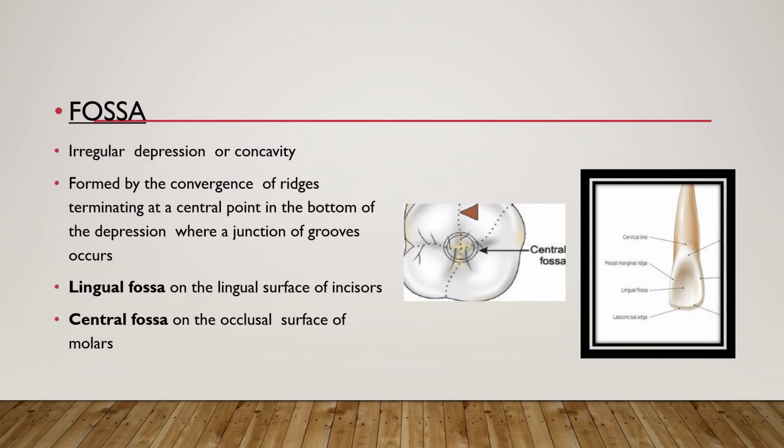As you can see in the first picture, a central fossa is seen where all the ridges are terminating at the center point, where all the junctions of the grooves occur. In the next picture of the anterior teeth, you can see the lingual fossa. It is an irregular depression or a concavity present on the surface.